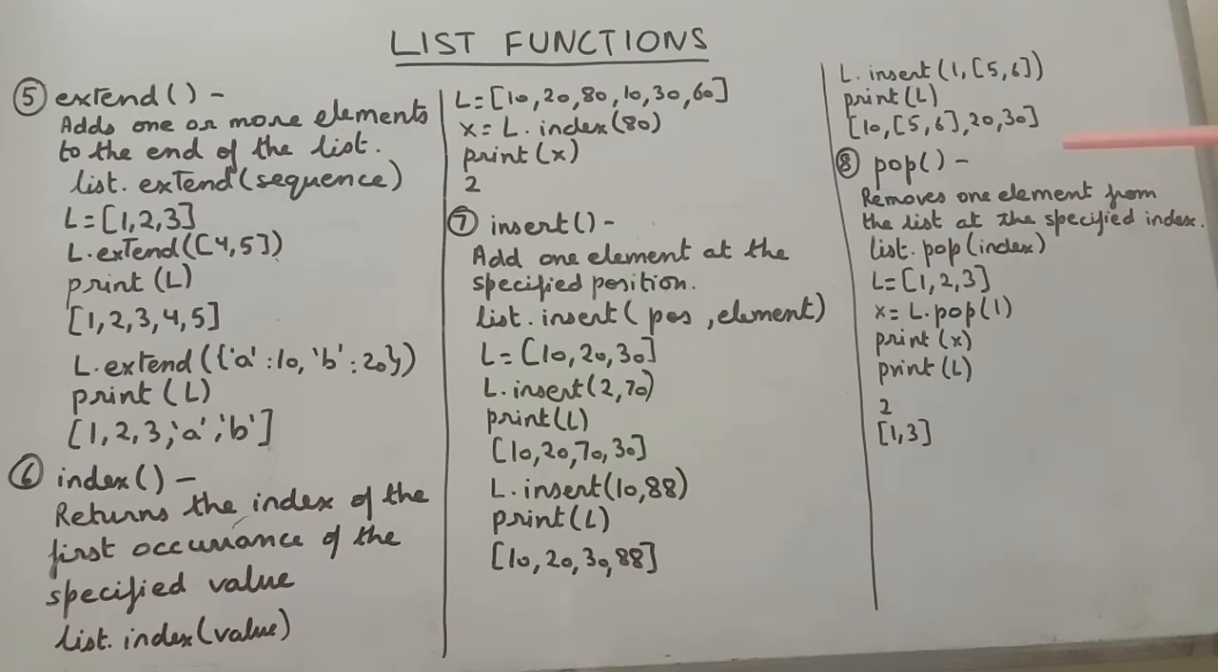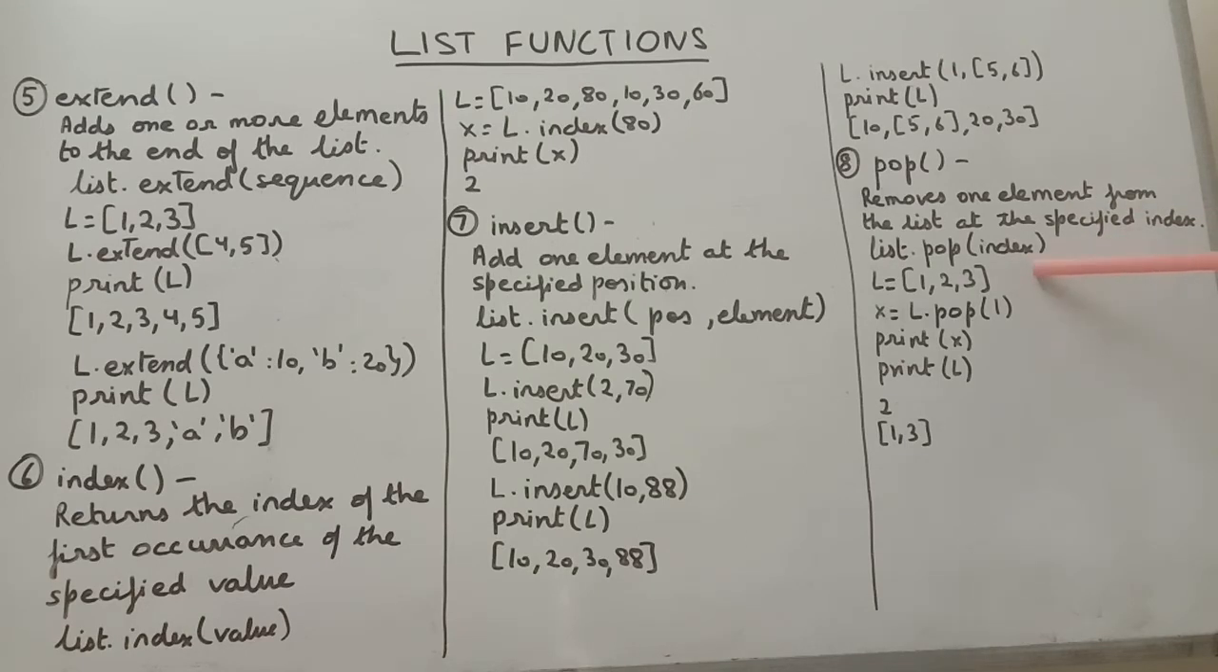The next function is the pop function. This function removes one element from the list at the specified index. Its syntax is list.pop, and within brackets I specify the index. Now if this index is not provided, it will accept the index as -1. The default value is -1, so it will remove the last element. This function also returns the element that is deleted.